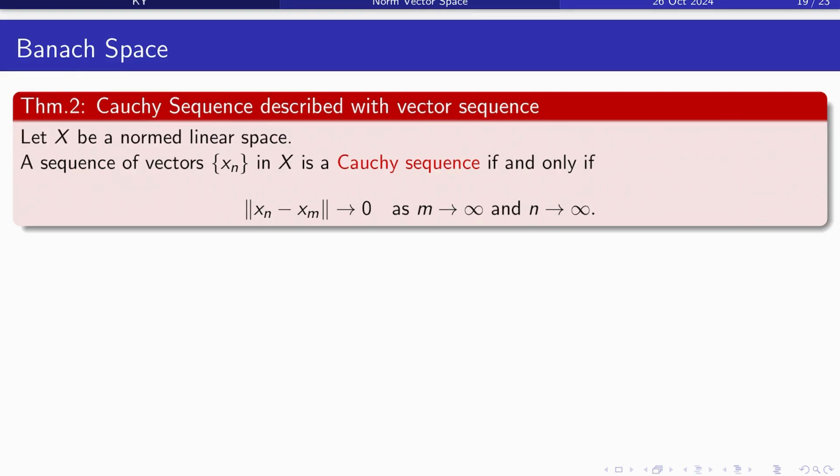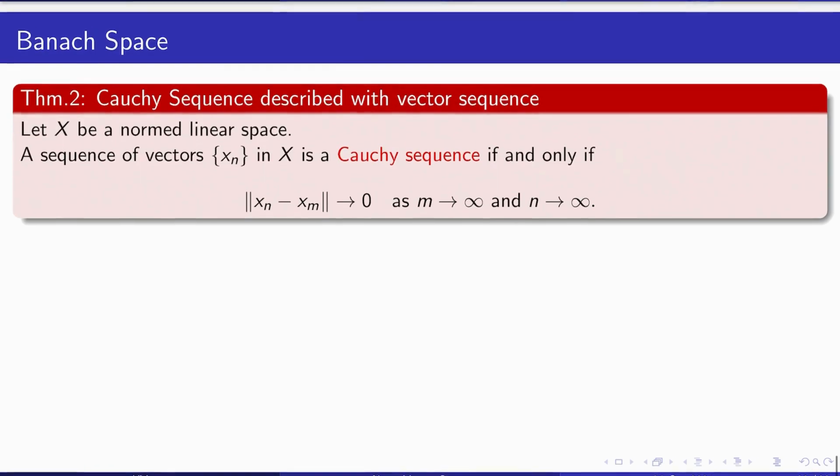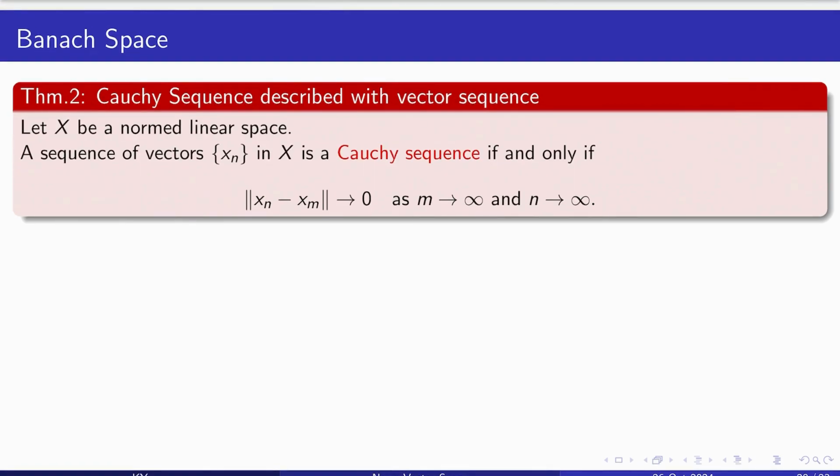So what does it mean? It means that as the sequence progresses, the distance between the vectors gets smaller and smaller and smaller, almost becoming 0. Well, this is the same idea we've been talking about. We have a sequence and its terms are getting closer and closer as we progress.